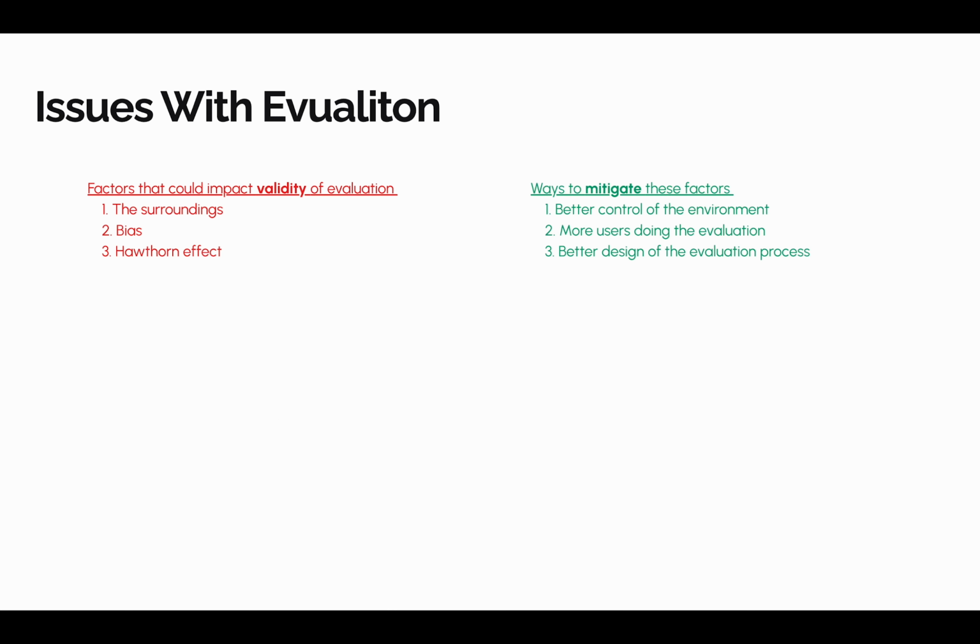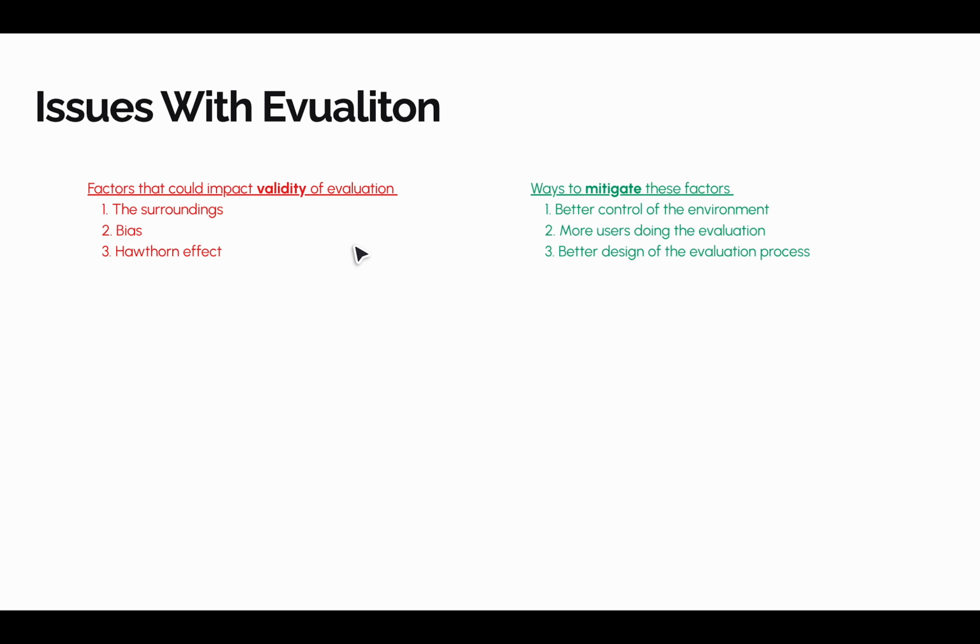When conducting user evaluations, it's crucial to be aware of the factors that can impact the validity of the results. Let's discuss some of these factors and how you can mitigate them. Firstly, the surroundings can significantly affect the validity of our evaluations. Conditions like the weather can actually impact participants' comfort and performance. And then there's background noise and distractions that can disrupt the process. This might lead to inaccurate results.